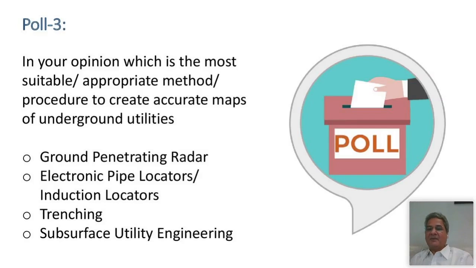I'm very happy to see that we have 87% saying SUE, 11% GPR, 0% EPL, and 0% trenching. So wonderful. For these 11% who are saying GPR, please change your thought from GPR to the process of SUE. GPR is just one tool in the entire process of SUE. If you are relying only on GPR for detection of your underground utilities, 40% success, 60% failures.